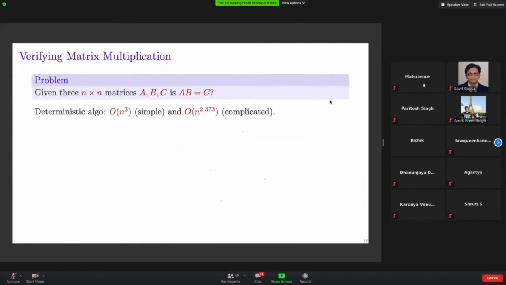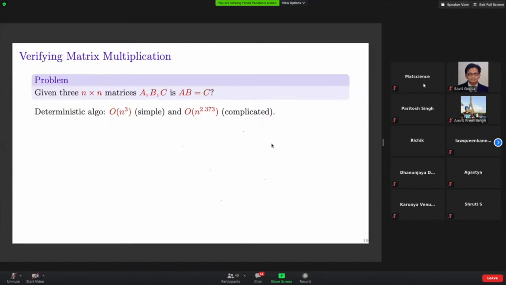Okay, now this is an example of a Las Vegas algorithm. Now I will not give a proof, but I will give you an algorithm which is a Monte Carlo algorithm, and it is the following. Given three matrices A, B, C, you want to test whether AB equals C. We assume that all of them are n times n matrices. One way to do it is to just multiply A and B, and then compare each element one by one.